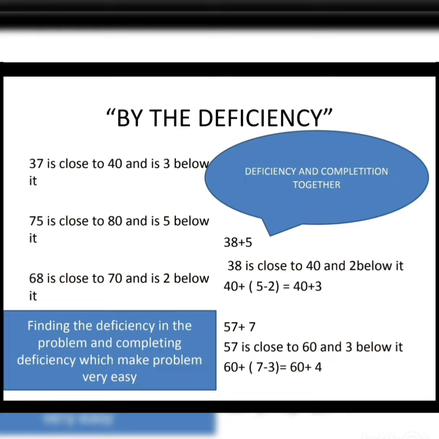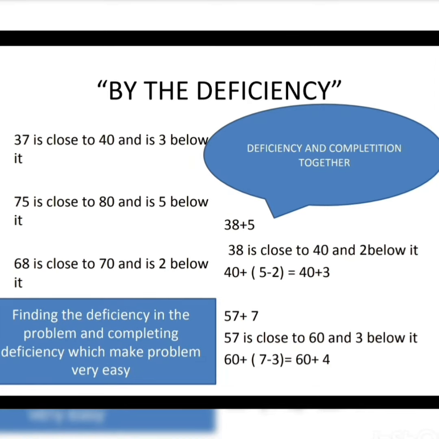For example, if we just see here, 37 is close to 40 and is 3 below it. इसमें अगर हम 40 मीडियम लें तो ये 37 के 40 के क्लोज भी है और 40 के 3 बिलो भी है. Similarly with the second example, 75 is close to 80 and is 5 below it. If we take 80 as a medium तो 75 प्लस 5 करेंगे 80 हो जाएगा, और अगर 75 माइनस 5 करेंगे तो वो 70 हो जाएगा. So what does this say? Finding the deficiency in the problem and completing the deficiency. This makes the problem very easy, right?